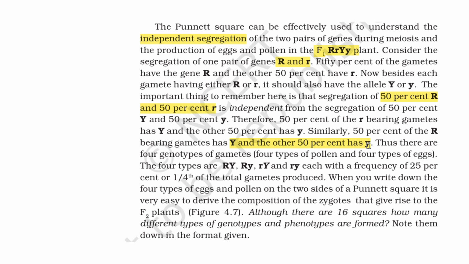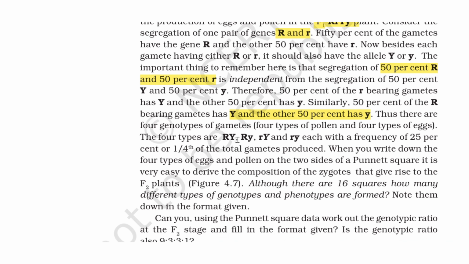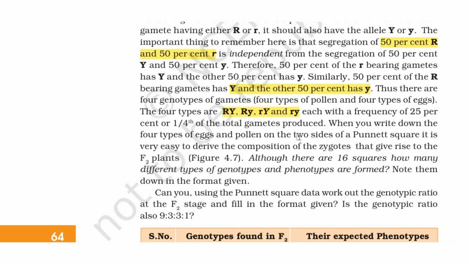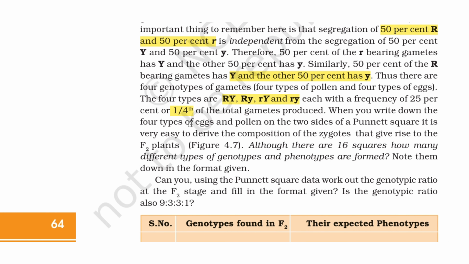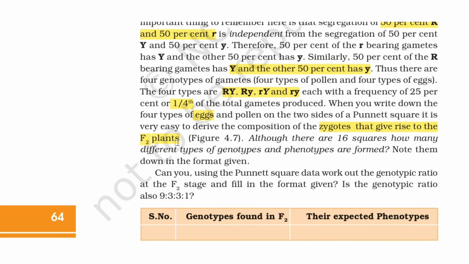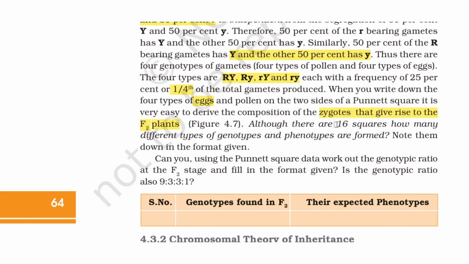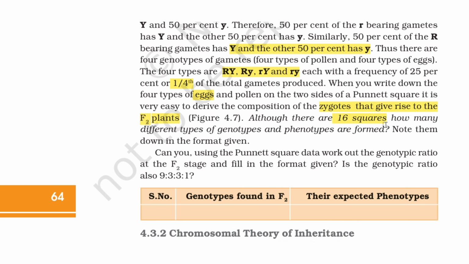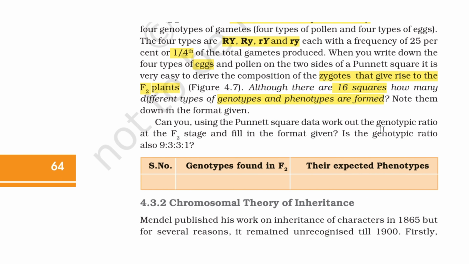Thus there are 4 genotypes of gametes, 4 types of pollen and 4 types of eggs. The 4 types are RY, Ry, rY and ry, each with a frequency of 25% or 1/4 of the total gametes produced. When you write down the 4 types of eggs and pollen on the 2 sides of a Punnett square, it is very easy to derive the composition of the zygotes that give rise to the F2 plants, figure 4.7. Although there are 16 squares, how many different types of genotypes and phenotypes are formed? Note them down in the format given.